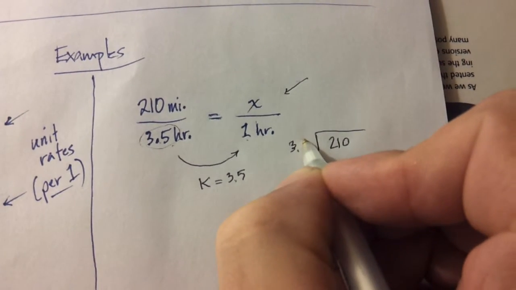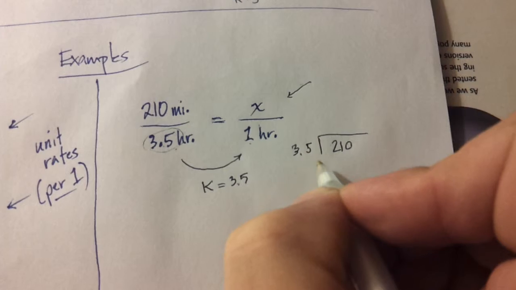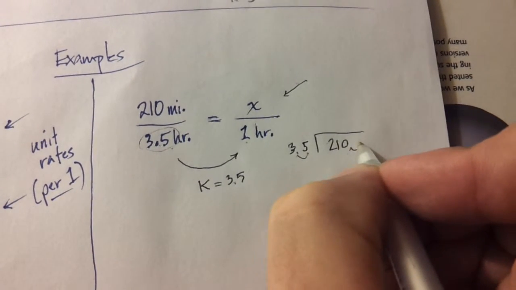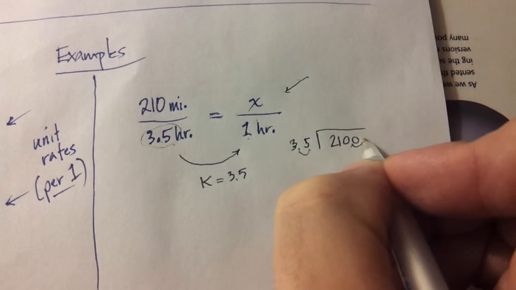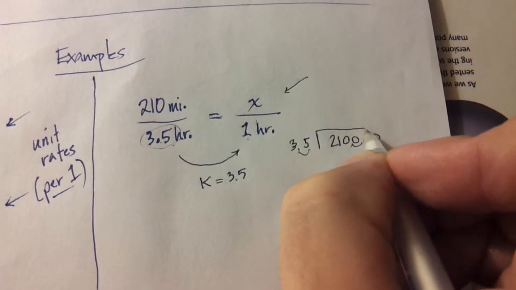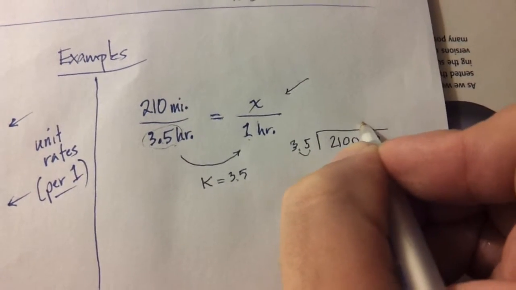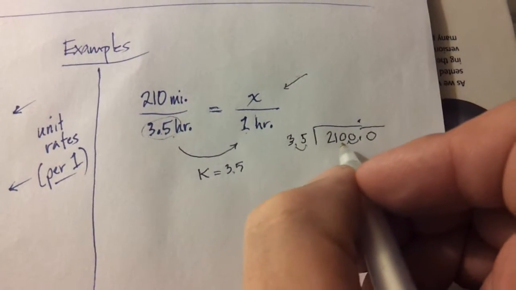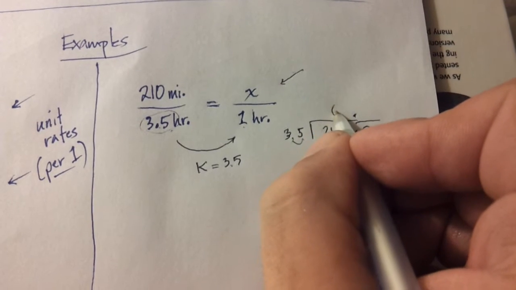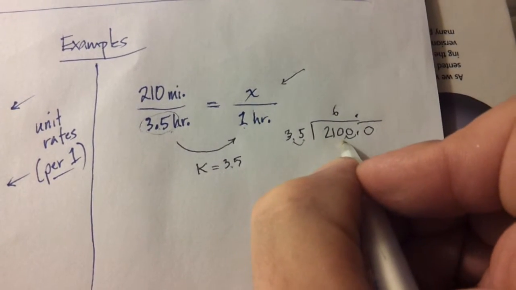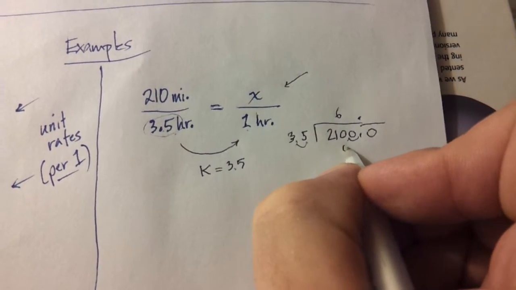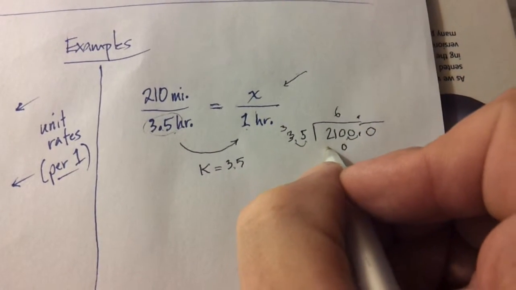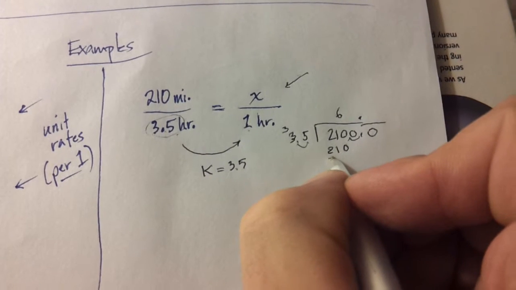3.5. All right. First thing, we're going to move the decimal point over 1, and give ourselves an extra 0 here. And now we'll start dividing. 35 into 210, I think, is probably about 6 times. 6 times 5 is 30, 18, 21. Oh, look at that.